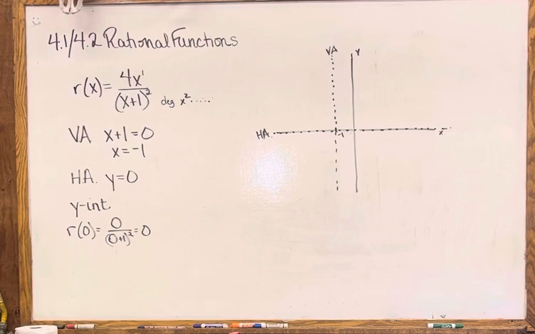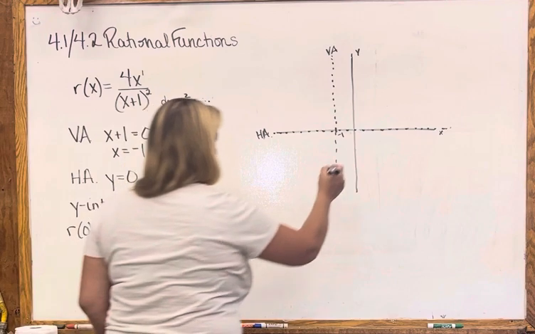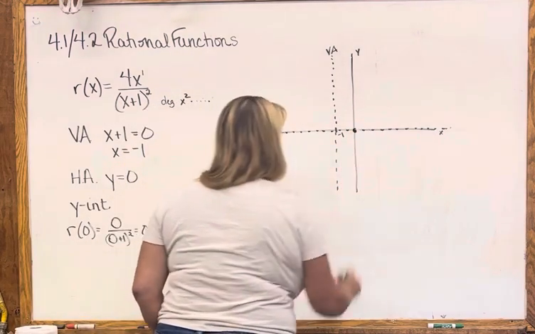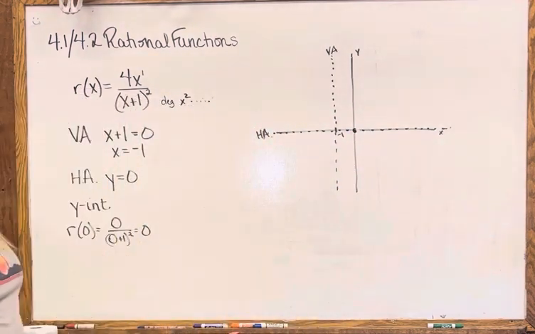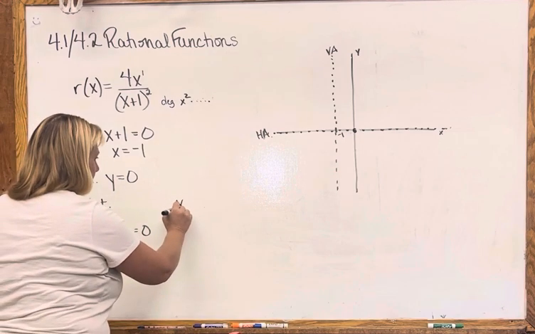Our y-intercept is 0. We got another one that's on the horizontal asymptote. Okay, so we have another issue going on here. We'll deal with it in a minute. Let's find our x-intercepts first.